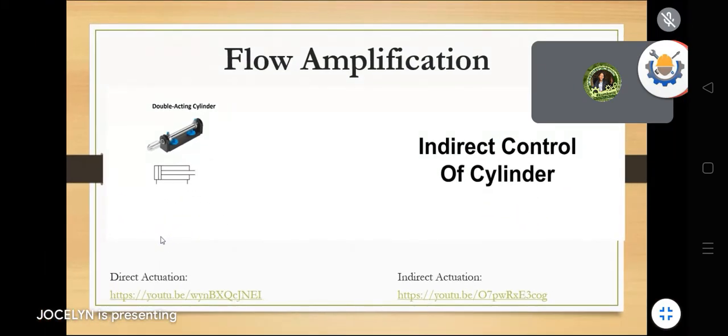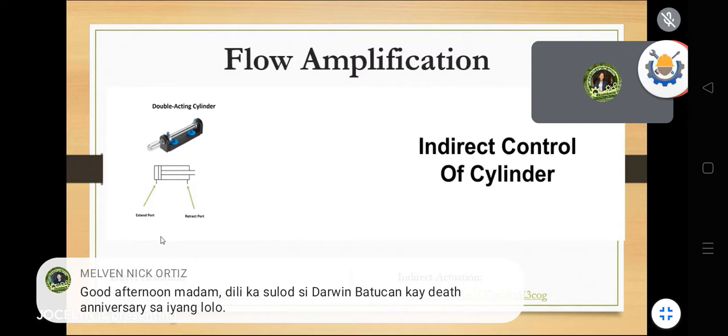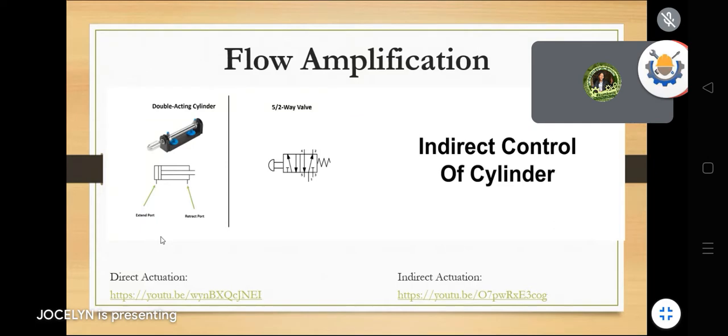But right now, what you're seeing is the double acting cylinder. You see there the extended port and the retract port. Retract meaning balik, extended meaning mugawas. And we are using the 5-2-way valve. Port 2 is connected to the retract port, and port 4 is connected to the extended port. And port 1 is on the pressure of our air. Then we will have port 5 and 3, that is for our exhaust.